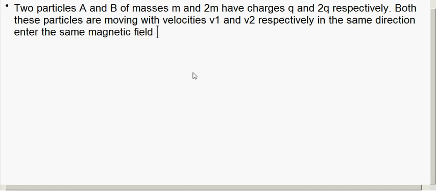Enter the same magnetic field B, acting normally to their direction of motion.